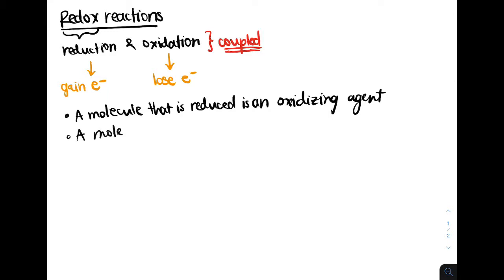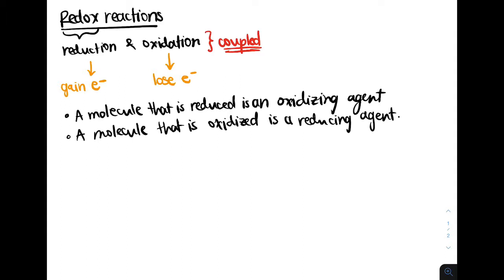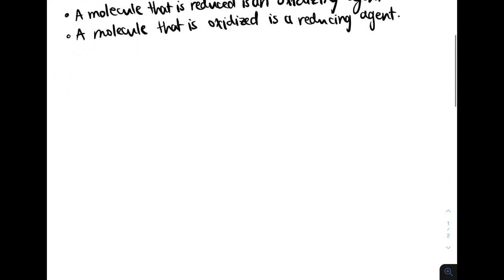On the other hand, a molecule that is oxidized is called a reducing agent. This is because it has lost its electrons and given them away. As a result, it enabled another molecule to become reduced. So a molecule that is oxidized is known as a reducing agent. Let's now look at an example.